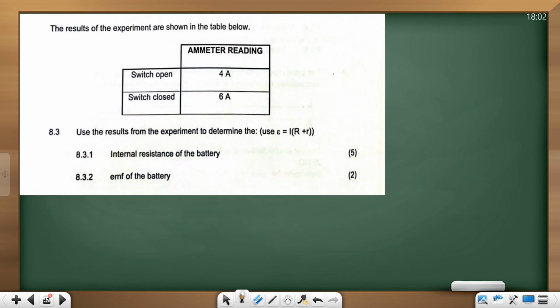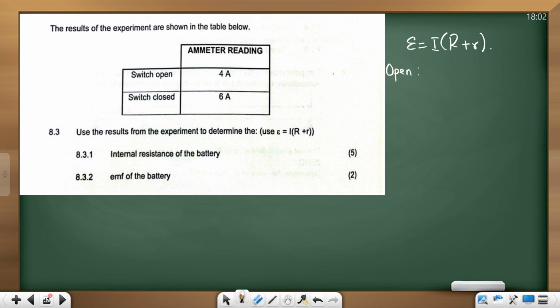Now, it says the results of the experiment are shown in the table below. Switch open, the ammeter reading is 4 amps. When the switch is closed, what are we looking for? Internal resistance, 5 marks. Use the results of the experiment to determine it. We should use that formula, so we are restricted. E equals I into bracket R plus r, but let's see.